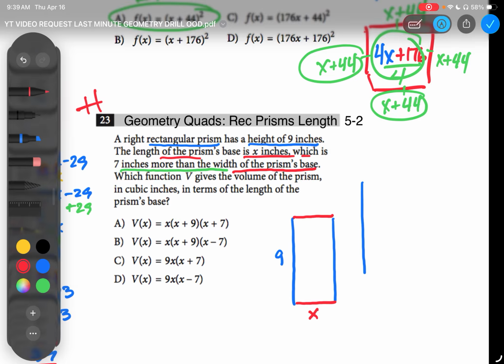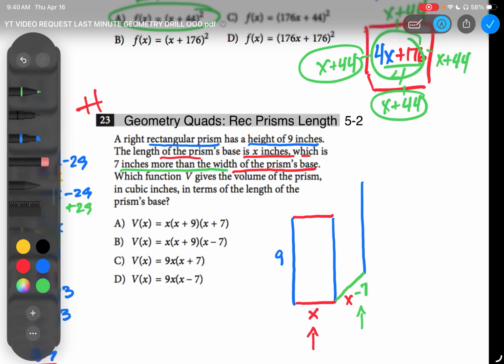So what does that mean? This is a slick question. When they say 7 inches more, students get a little confused. They said that x is 7 inches more than the width. All right, so the length is x, which is red, but now I drew my green line. That green line is going to be x minus 7. Why? Because this x they told us is just x, and they said that x is 7 inches more, which means that this side is going to be minus 7.